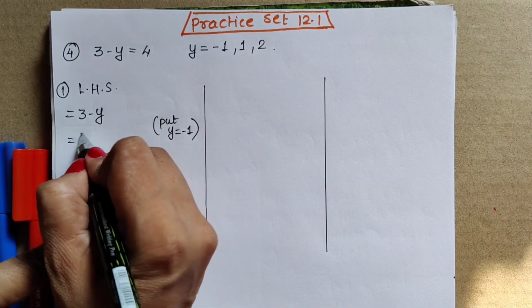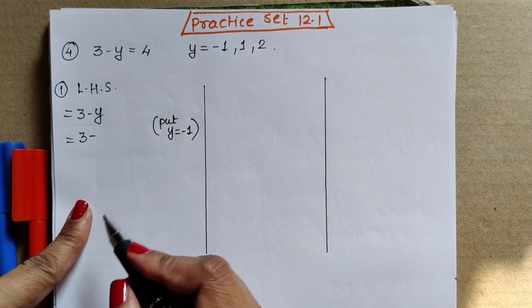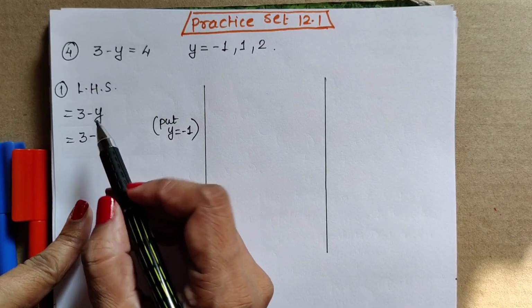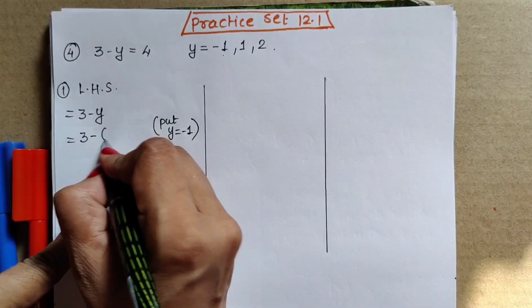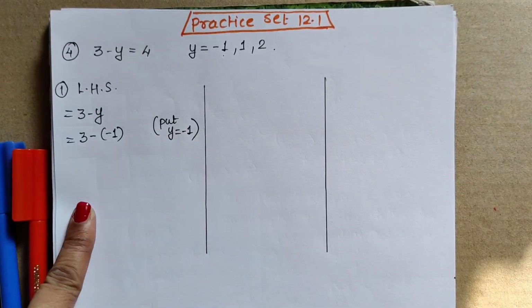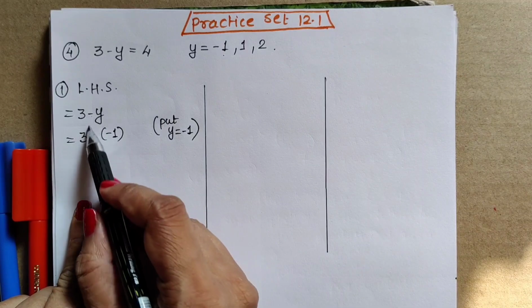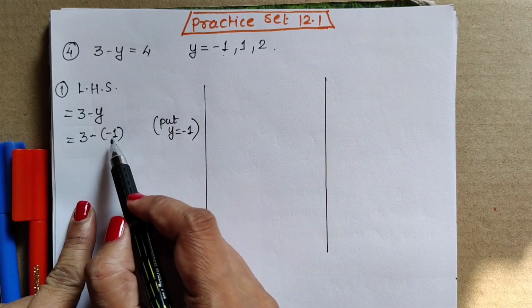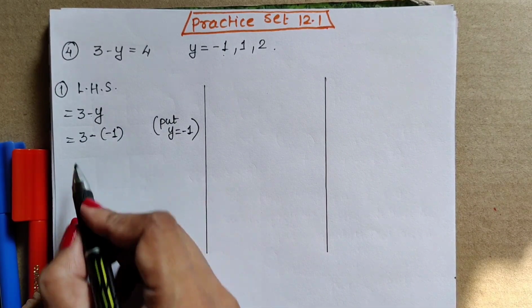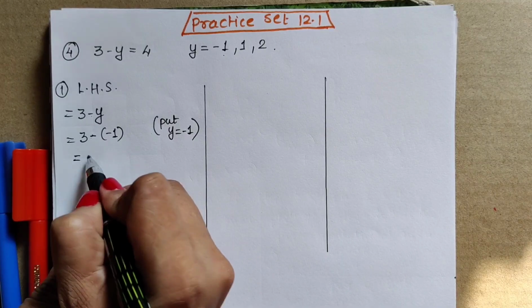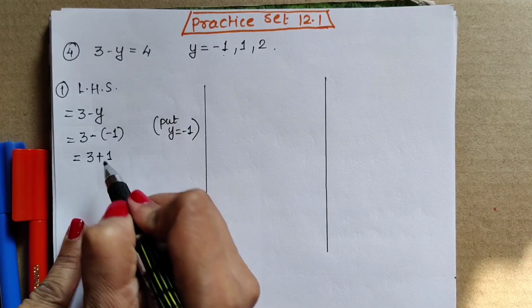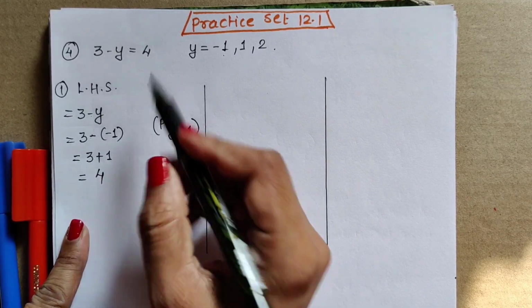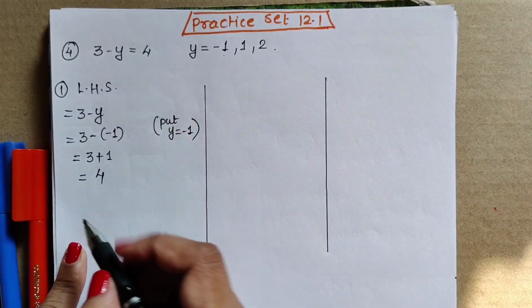So 3 as it is we are going to write, minus sign as it is we are going to write. In place of y we are going to write minus 1. So this minus sign as it is we have written, and in place of y we have written minus 1. So minus minus becomes plus. 3 plus 1, answer is 4. So this is our right hand side of the equation.